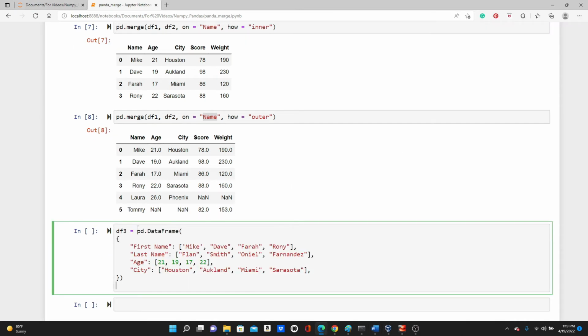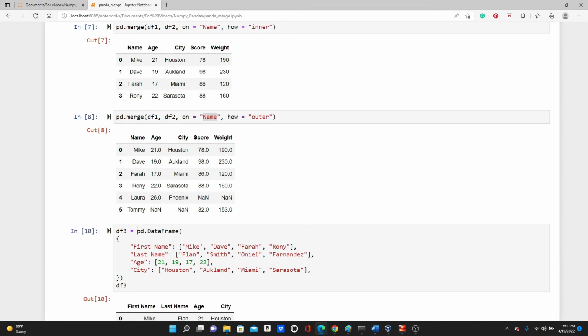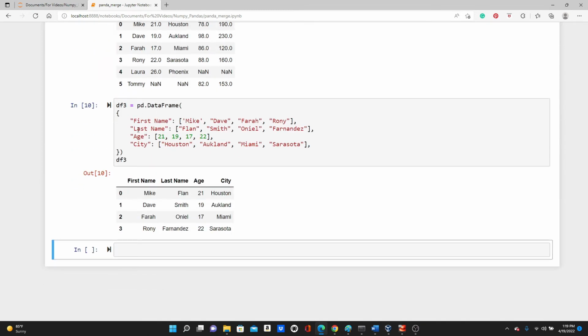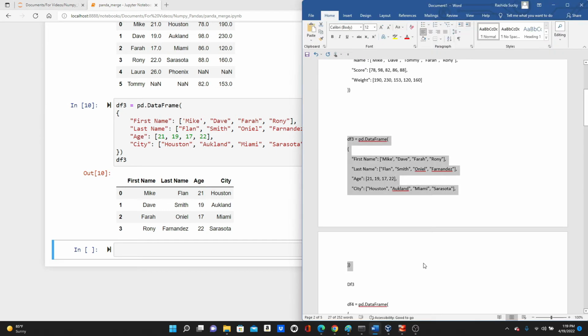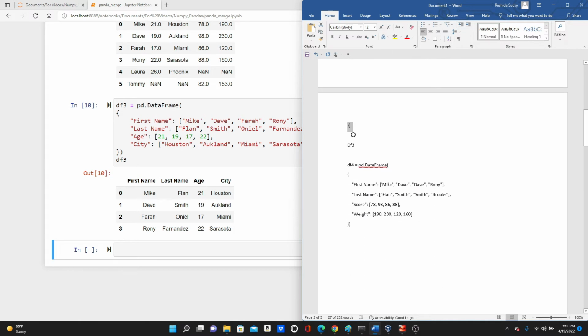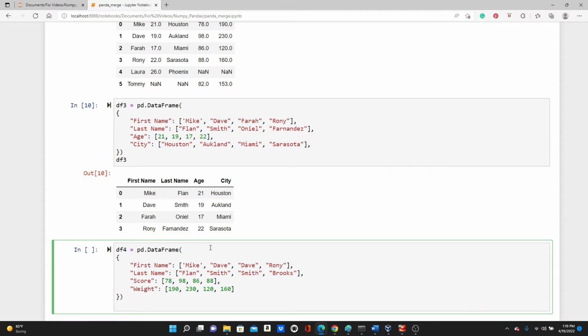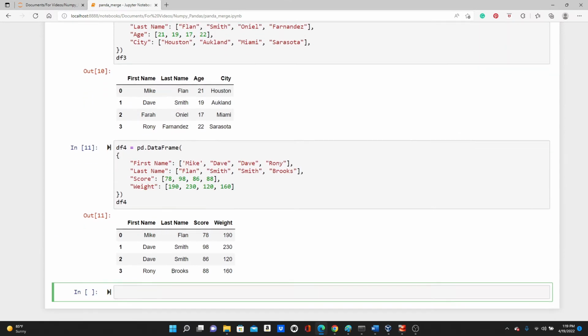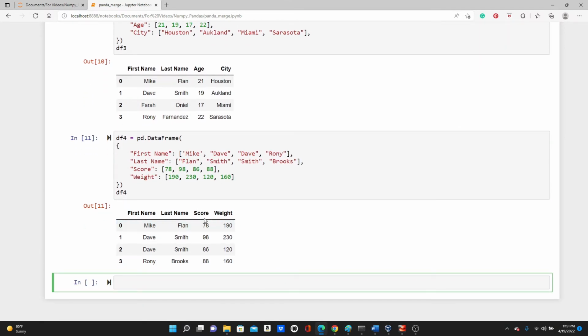So in DF3, here is the DF3. Here I included first name and last name as well. So first name, last name, age and city. And for DF4, I have first name, last name, score and weight. Okay, so we have 2 common columns here.